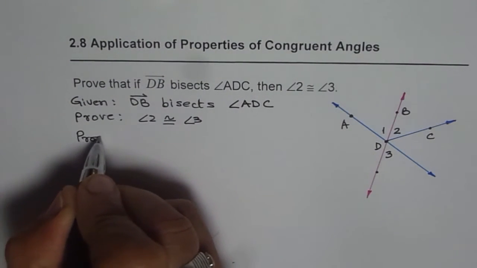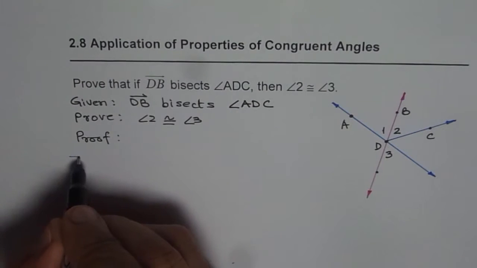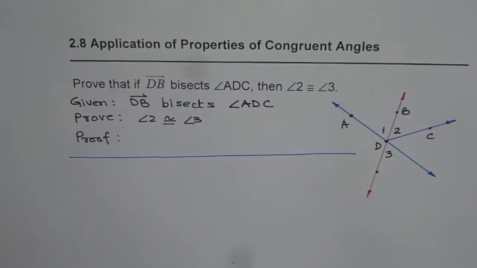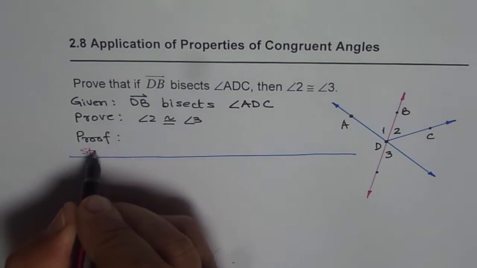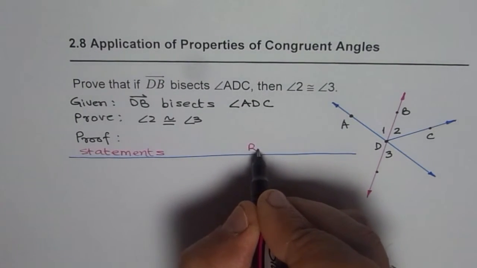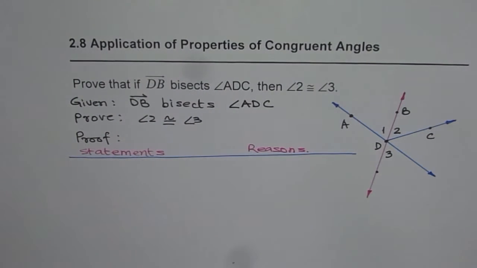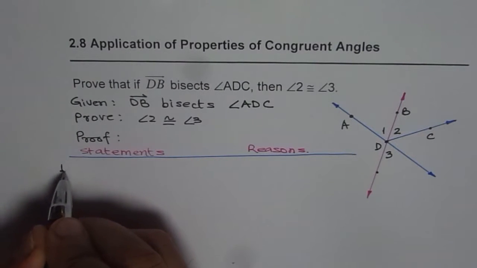Now let's continue with our proof. We'll use two-column proof, writing statements on the left and reasons on the right. In geometry, it's very important to justify each and every step, and you should follow an algorithm so that you can justify your steps and conclude what needs to be proven, right? So we should always begin by what is given to us.